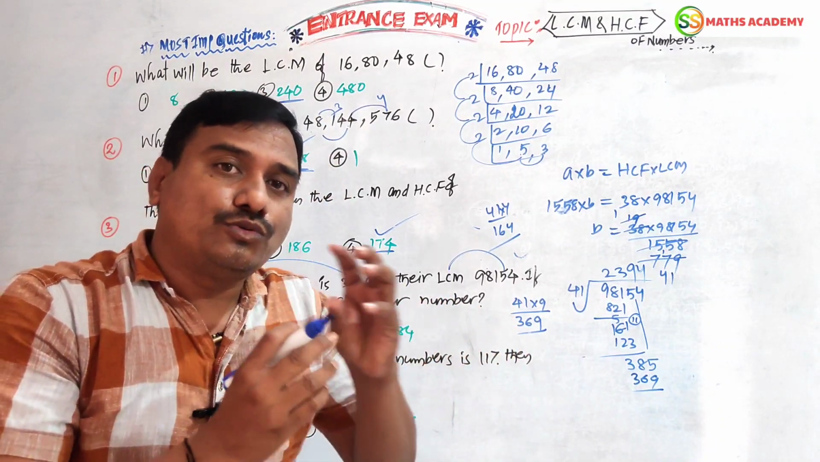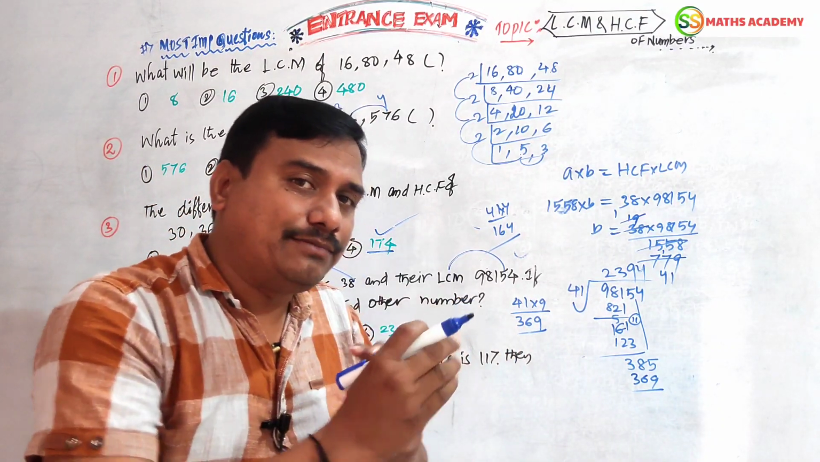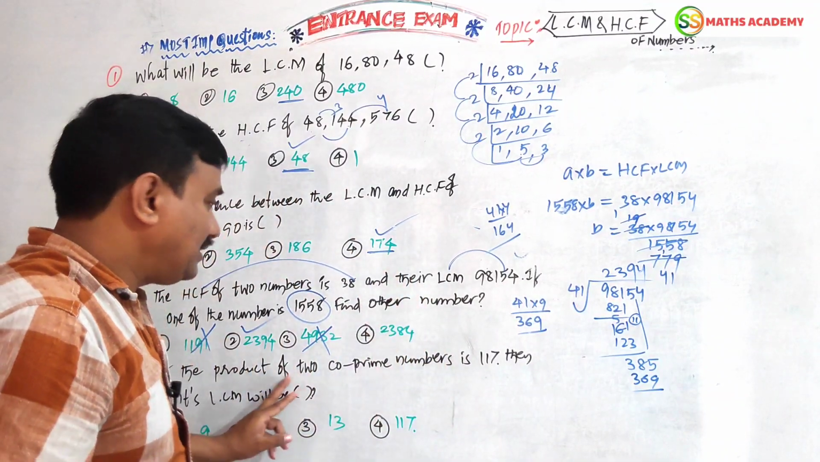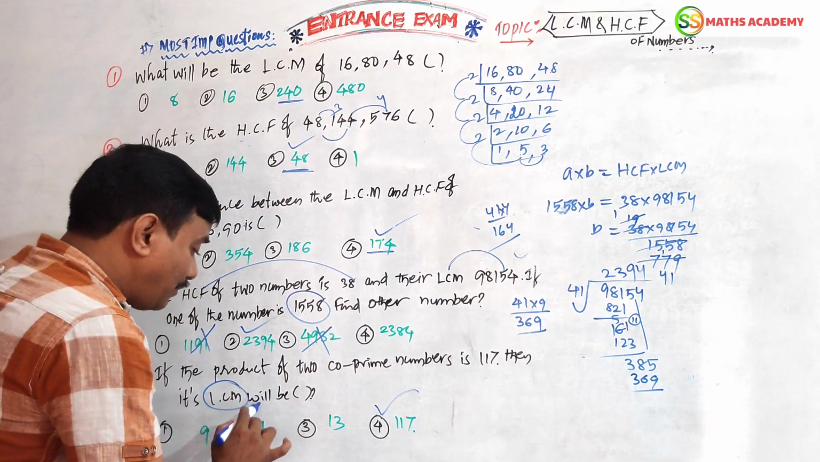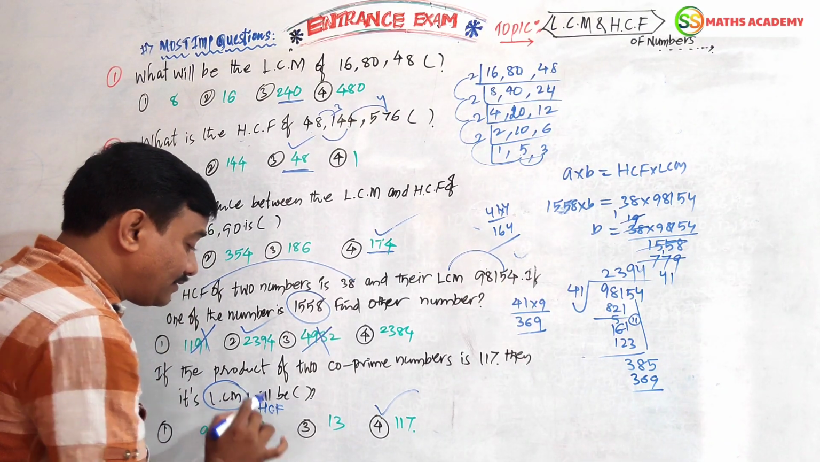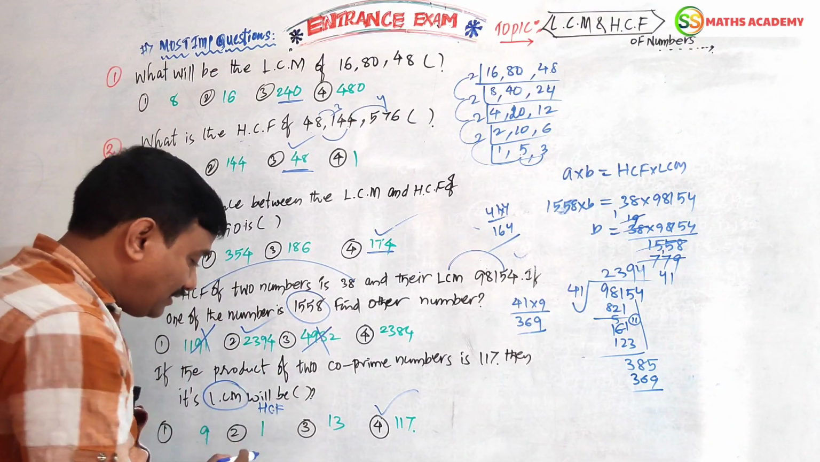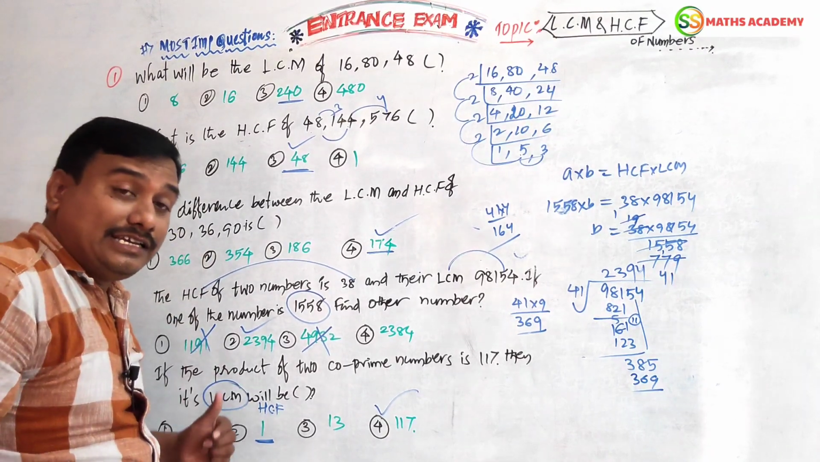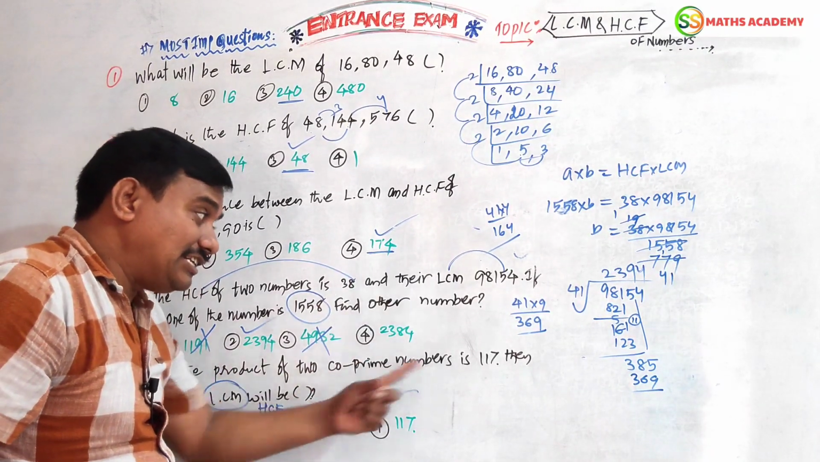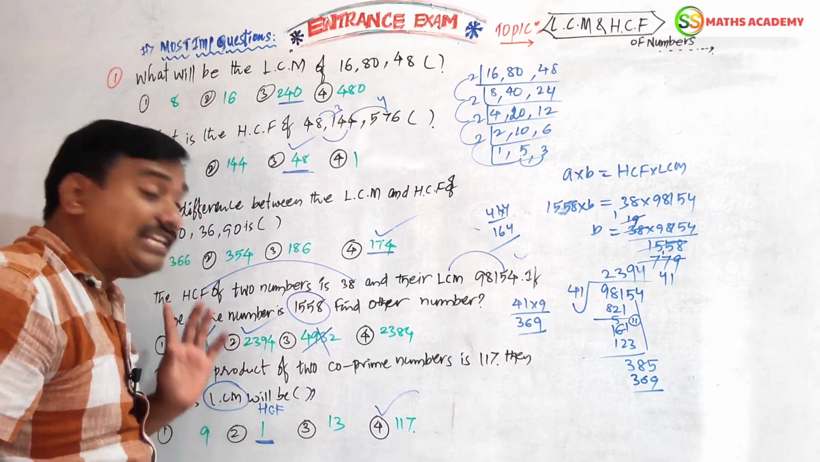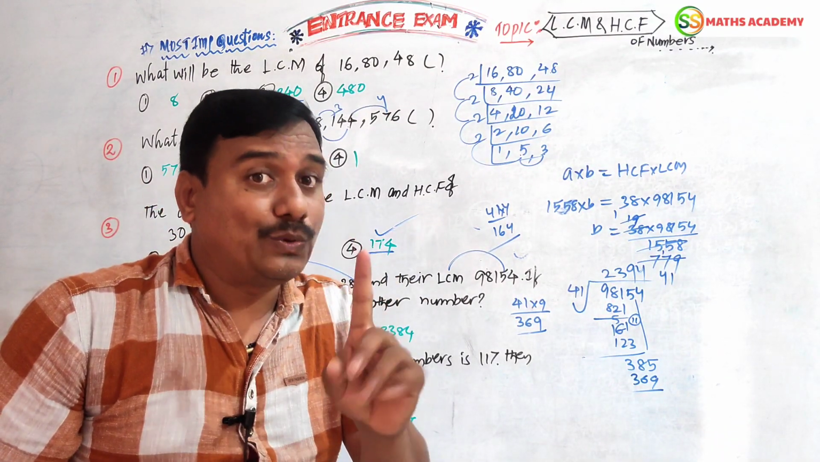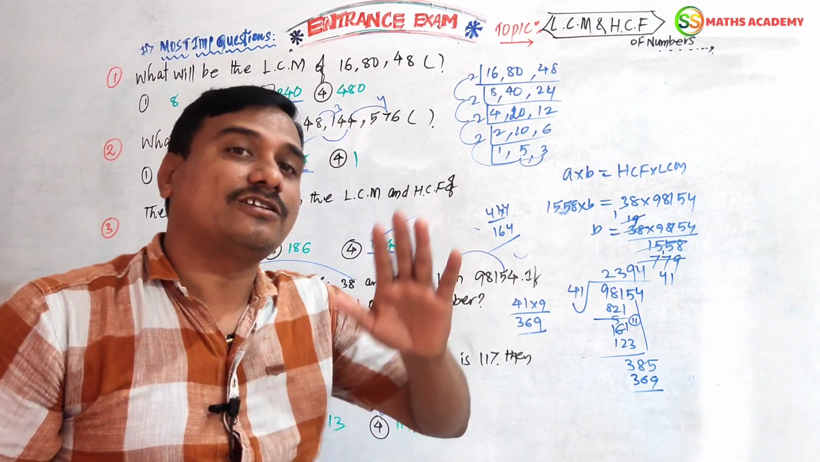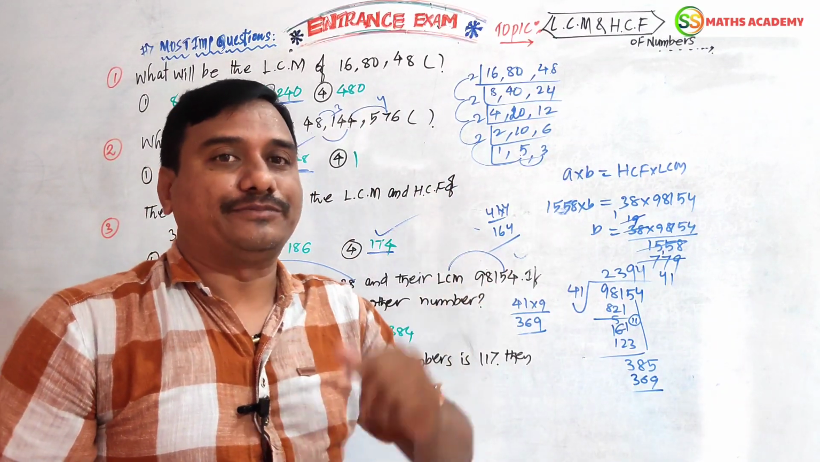The product of two numbers A into B is their LCM, that number only. Means this is the answer. When it is HCF, maybe he is asking here HCF, the answer is 1. The LCM will be the product of the two numbers. For co-prime numbers, the common factor is always 1 only. That is the reason those numbers are called co-primes.